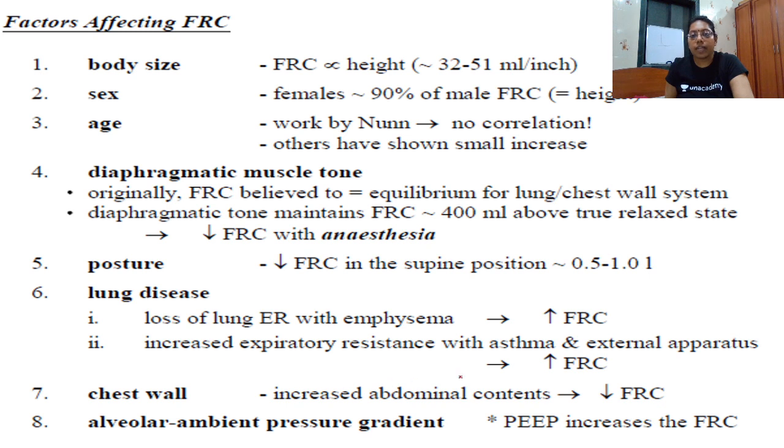Chest wall, increased abdominal content will decrease FRC, as the one which I have already told you, which happens in pregnancy and in cases of lying down position. And finally, we have alveolar ambient pressure gradient, where positive end expiratory pressure increases the FRC.